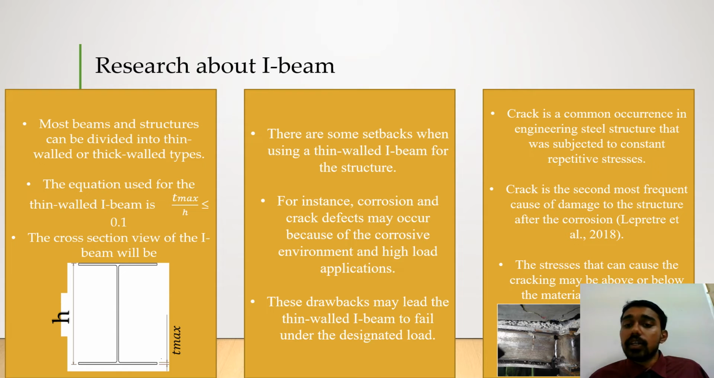The next main part is crack. Crack is a common occurrence in engineering steel structures that are subjected to constant repetitive stresses. Crack is the second most frequent cause of damage to the structure after corrosion. The stress that can cause the cracking may be below the material's strength. This is an example of a crack on the I-beam, which is a thin wall I-beam.